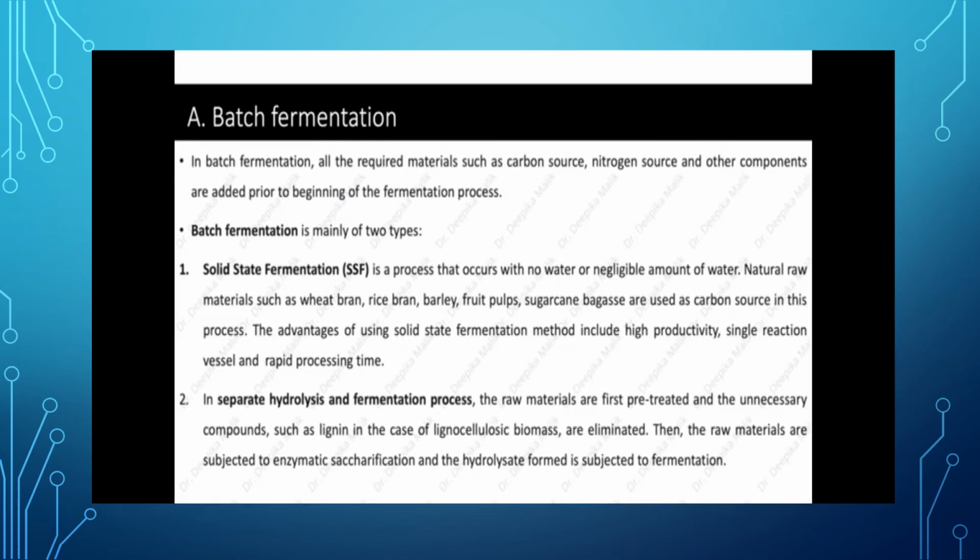So first of all, we will see batch fermentation. In batch fermentation, all the required materials such as carbon source, nitrogen source, and other components are added prior to beginning of the fermentation process. Batch fermentation is further classified as solid state fermentation and separate hydrolysis and fermentation process.